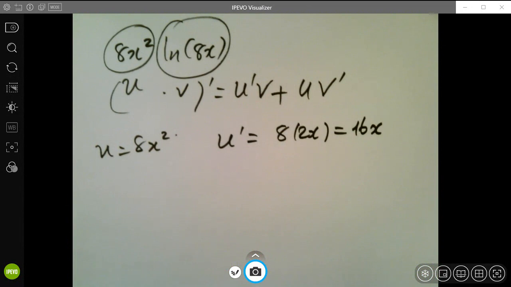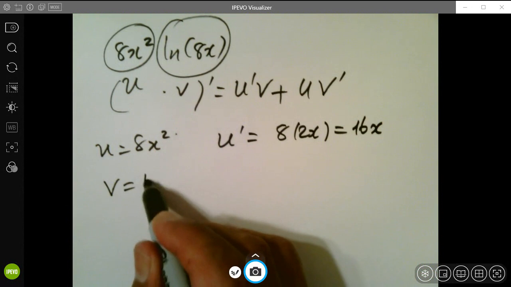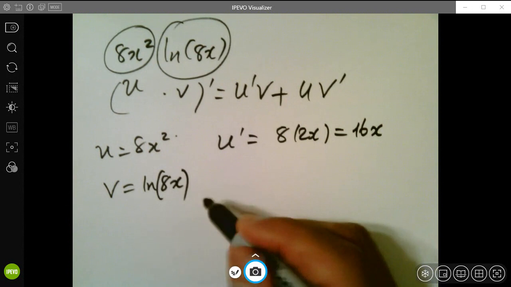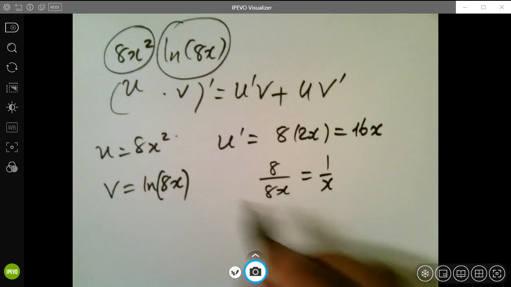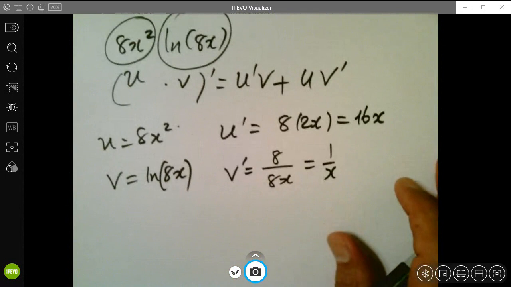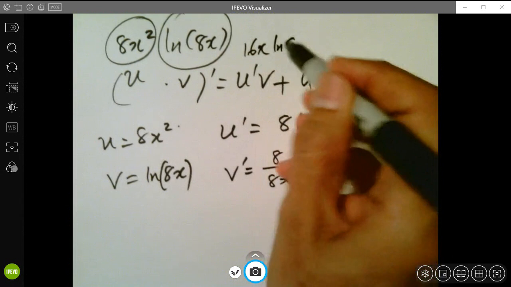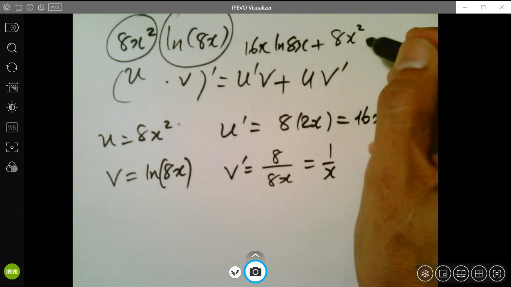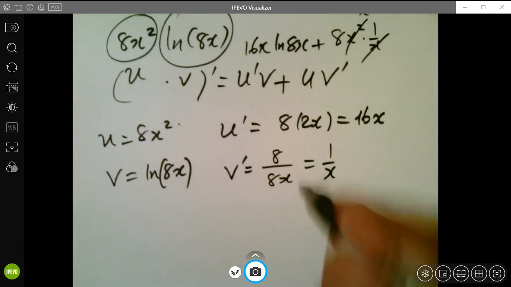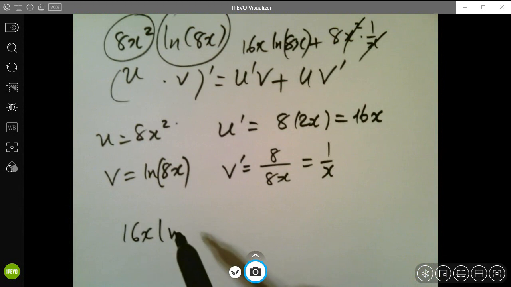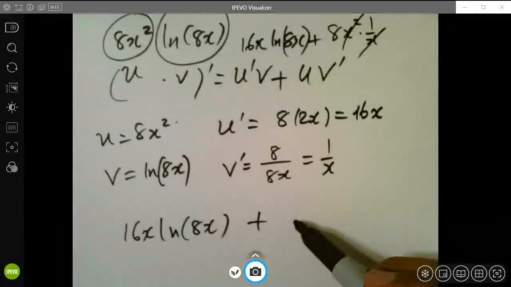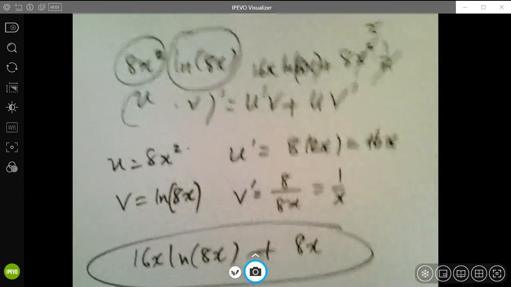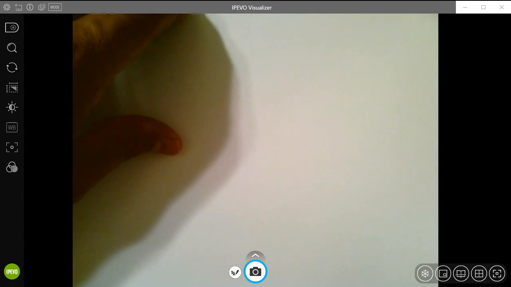What is v? And what did we say? This is like ln of some u. It will be 8 over 8x, which is 1 over x. Now you just replace each. I'm not going to do it, you just finish it up. Actually, it's not too hard. This one over this one is just x, plus 8x. So the final answer seems to me to be 16x ln of 8x plus 8x. Okay, all right. Anyway, remember your product rule for derivatives. Yeah, it's review week actually. Okay, number 10.